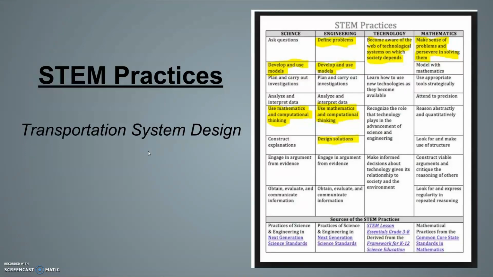Looking at the STEM practices that are used in my transportation system design activity, you can see the ones that I have highlighted here on the right.